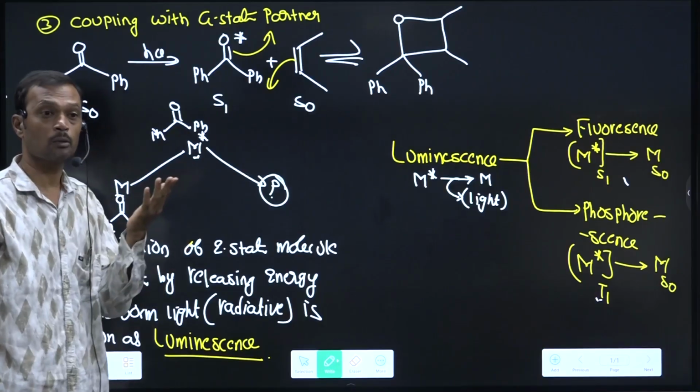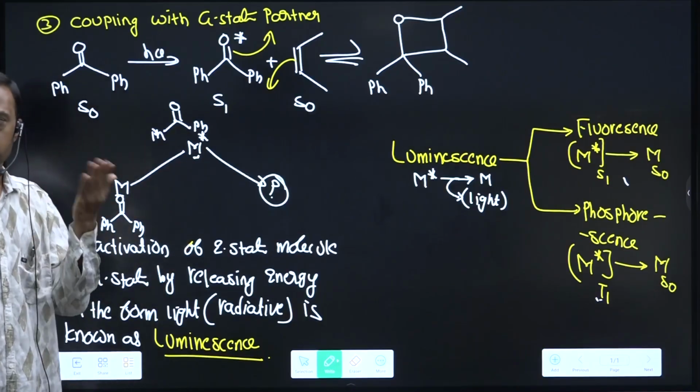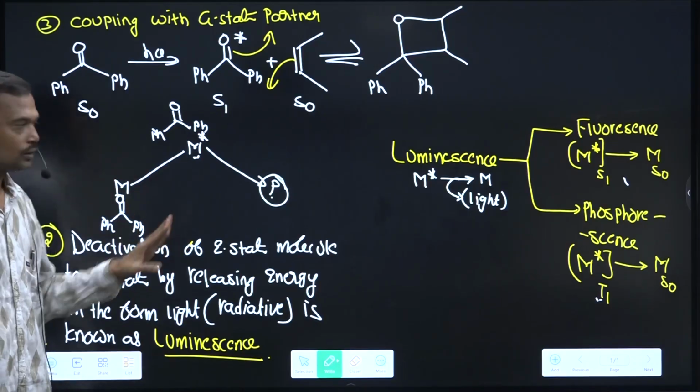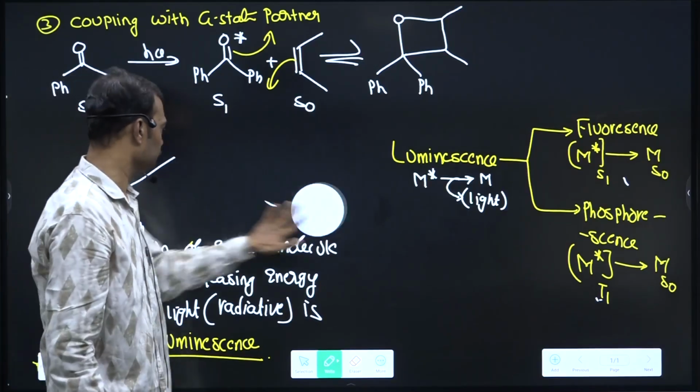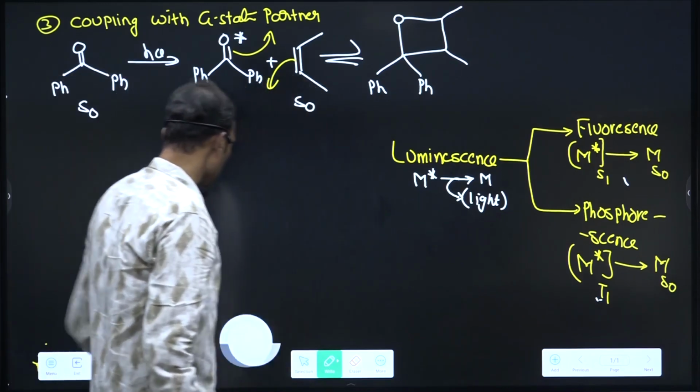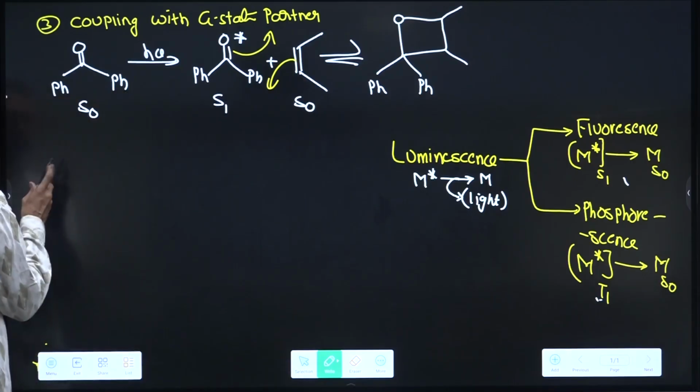Okay, excited molecule may give product. Excited molecule may come back to ground state. All are deactivations. So this is called Paterno-Buchi reaction. Excited molecule coupled with a ground state molecule is PB. Next.